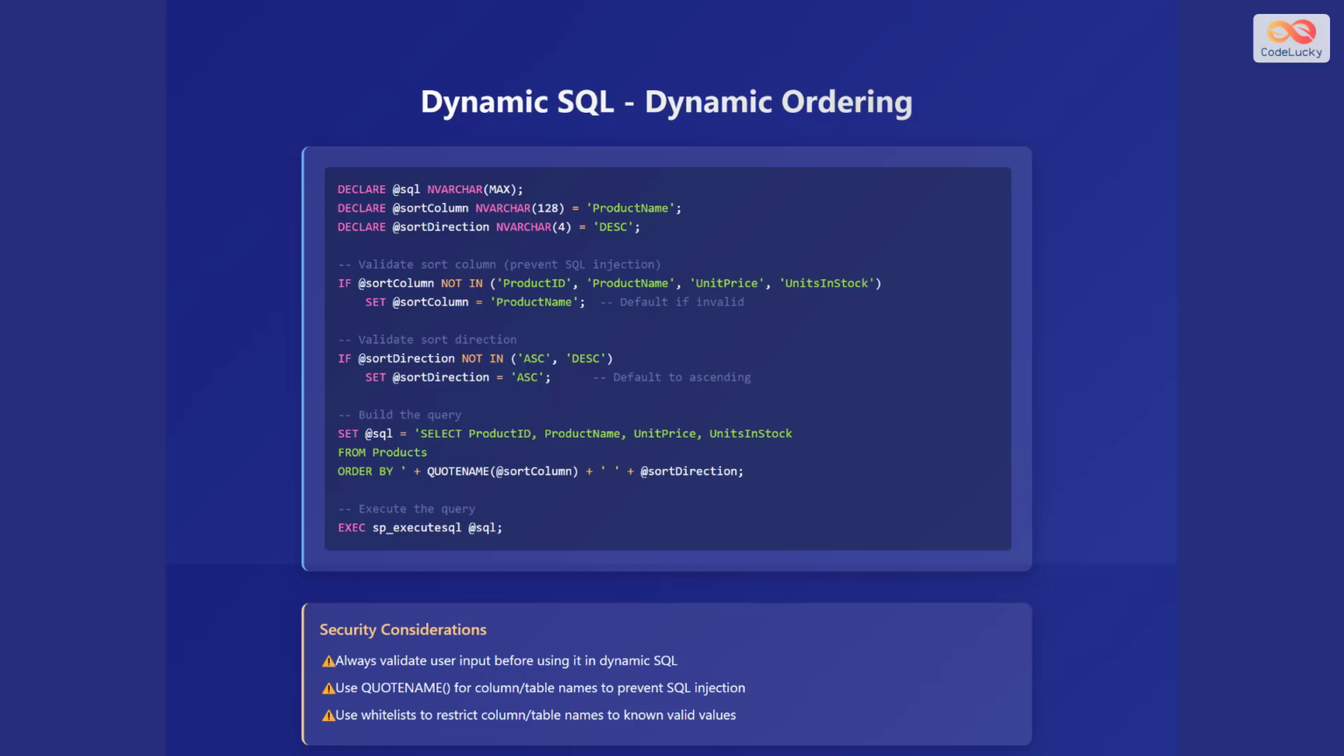If the provided sort column is not in the list of allowed columns, we set it to a default value. We also validate the sort direction. If the provided sort direction is not either ASC or DESC, we default it to ascending. Now we build the SQL query by concatenating the base select statement with the ORDER BY clause, using the validated sort column and sort direction. The QUOTENAME function is used to enclose the sort column name in brackets to prevent SQL injection. Finally, we execute the dynamic SQL query using sp_executesql.